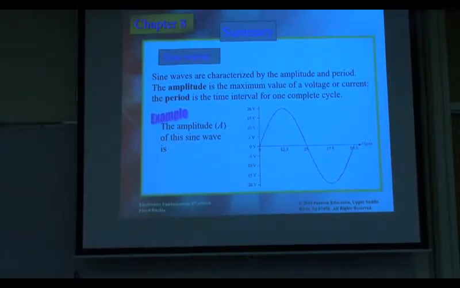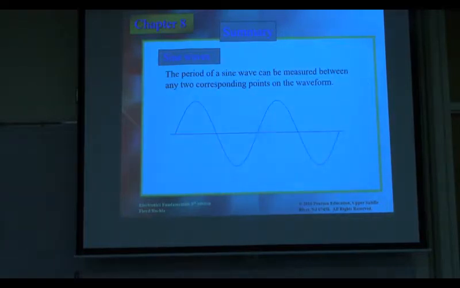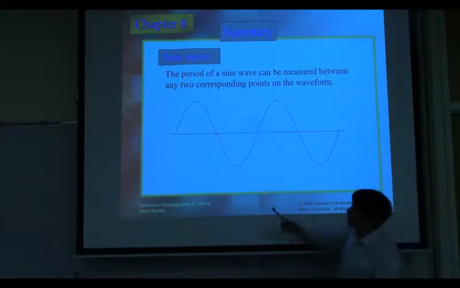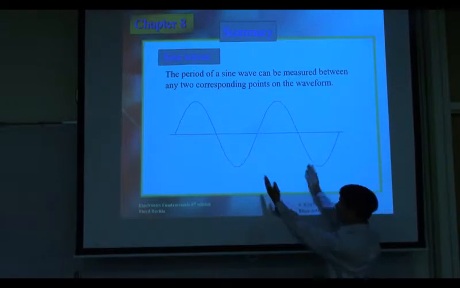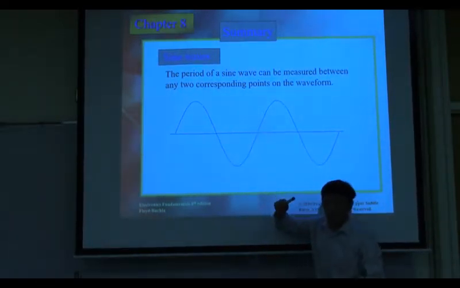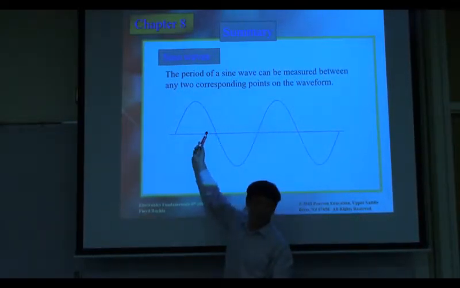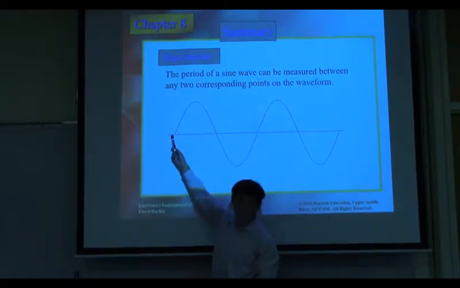The maximum value we call the amplitude, A, of the sine wave is, we know that's 20. And the period is, we already know that, it's 50 microseconds. The period of the sine wave can be measured between any two corresponding points on the waveform. For example, if I let you measure the period, how are you going to measure this? You can measure, for example, from here to here, right? This length. Or from this top to that top, this corresponding point. Or can you measure from this to here? No, this is not, because this point does not correspond to this point, right?